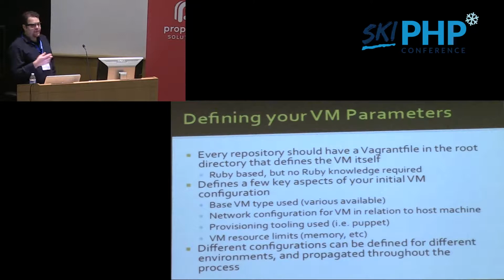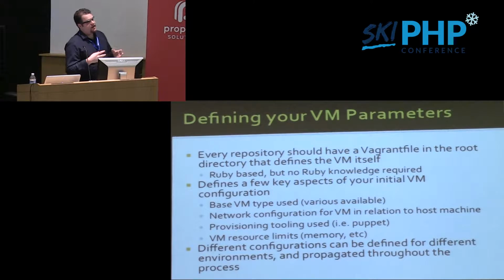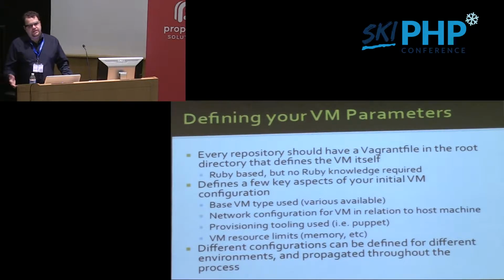So the Vagrantfile, I believe, is syntactically Ruby-based, although if you don't know anything about Ruby, it's not going to scare you. It's a pretty straightforward configuration document. And it defines a bunch of key things that bootstrap your virtual machine and are necessary. Like, is it an EC2 instance or is it a VirtualBox?